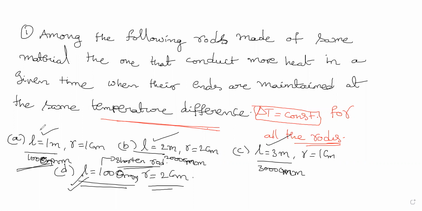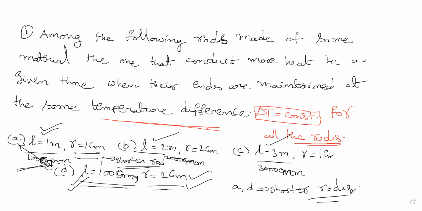Out of these two, this is 1 centimeter radius and this is 2 centimeter radius. These are the shorter rods, A and D. They are shorter rods compared to any other option. First of all, you have to see like this.